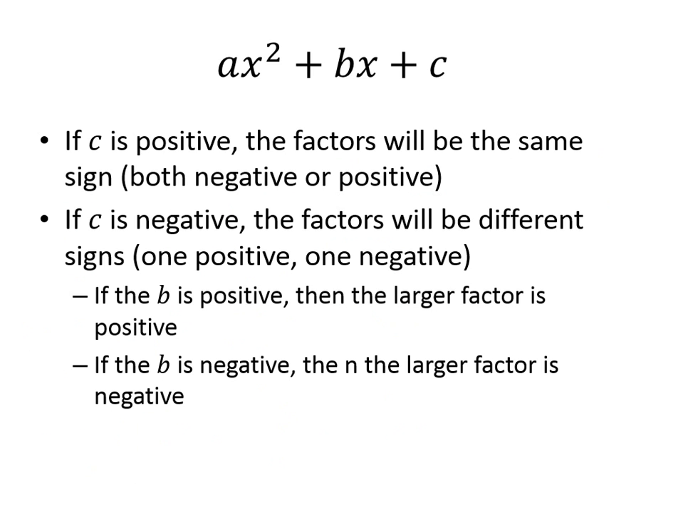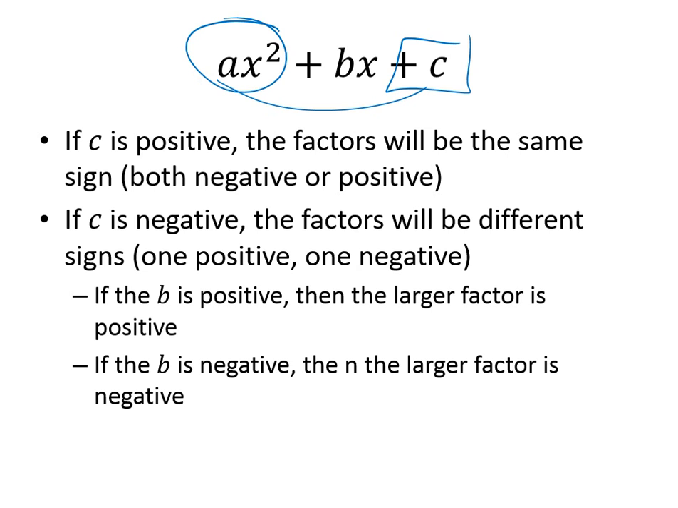Alright, so now if there's not a number out front, or if it's anything but 1, what we have to do is make sure that we multiply the first and last number. Now, if the c is positive, so if the last number is positive, the factors will be the same sign. They will either both be negative or both be positive. If c is negative, then they're opposite signs. One's going to be positive and one's going to be negative.